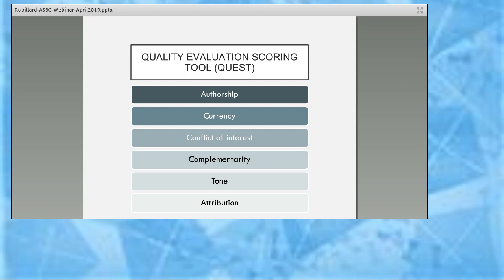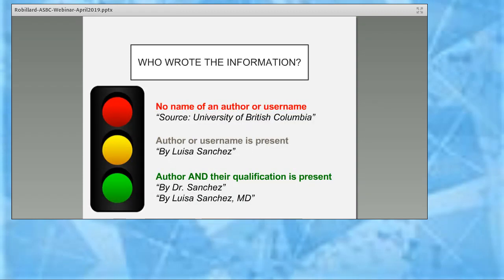And I know some of these words maybe don't make sense. They certainly wouldn't to me if I didn't do this research. And so I'll describe them in a little more detail one at a time. So the first criteria to look for is authorship, and that's essentially who wrote the information. If you're looking at a report from research online and there's no name of an author or even a username, and it just says something like, well, it's from the University of British Columbia, that's what I call a red light. So that's probably not a very reputable source of information.